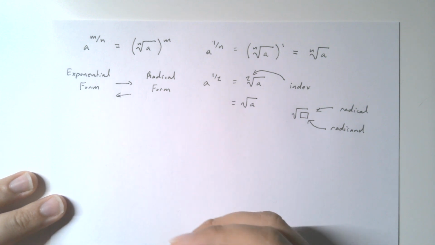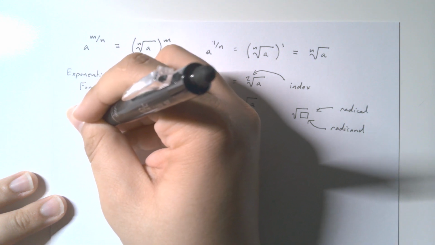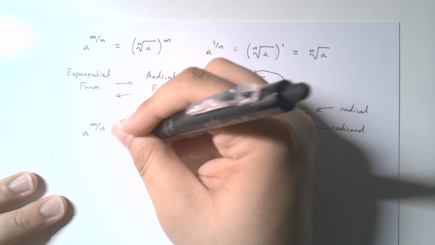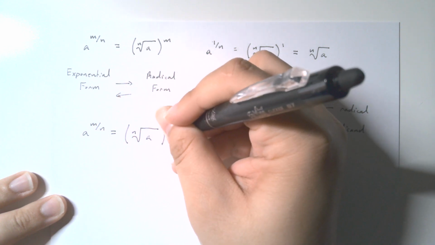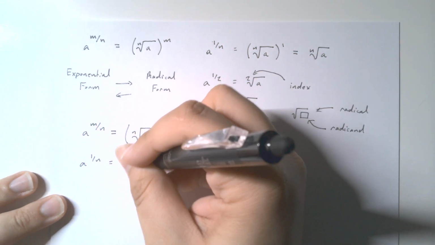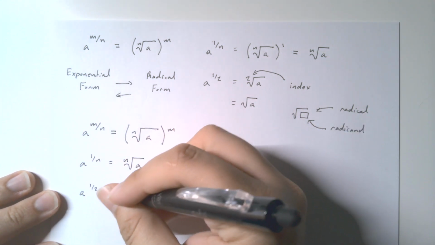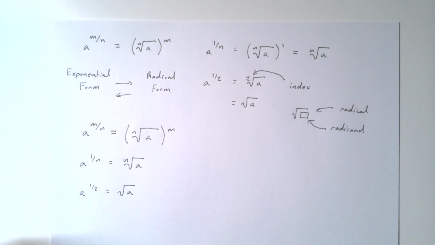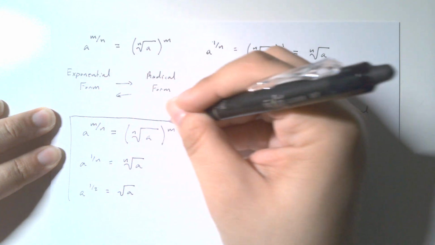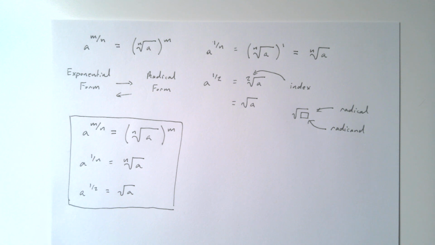But in a nutshell, we have our big three properties. A to the power of m over n is equal to the nth root of a to the power of m. A to the 1 over n is the nth root of a. And a to the 1/2 power is the square root of a. So I recommend writing these three down and referencing them for the remainder of this video and for the next one as well.